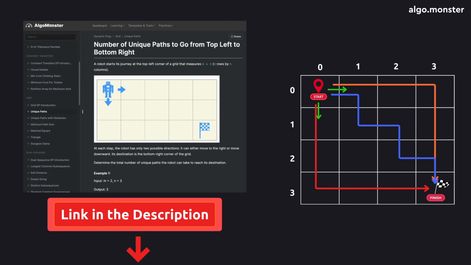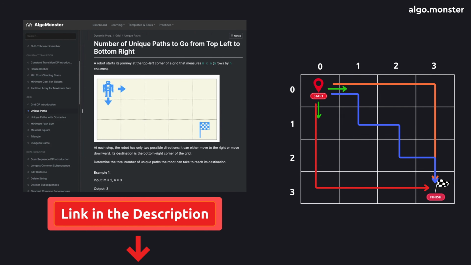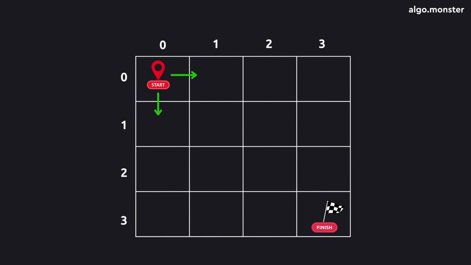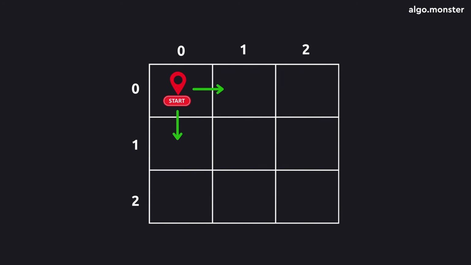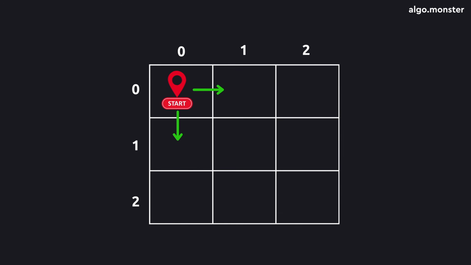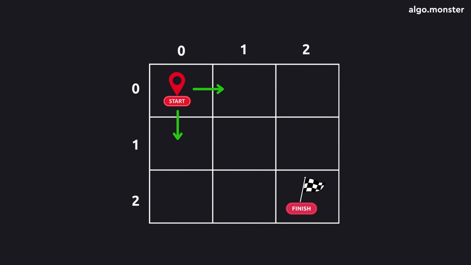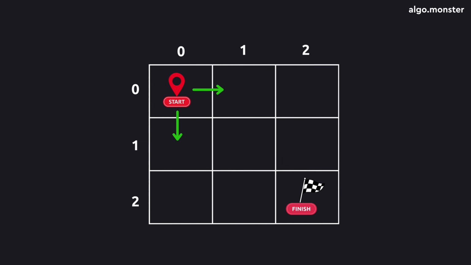So now, with that experience, this one will be much easier to understand. Let's look at a simple example, a 3x3 grid. That gives us 9 cells in total. We start in the top left corner and want to reach the bottom right corner. So what options do we have?